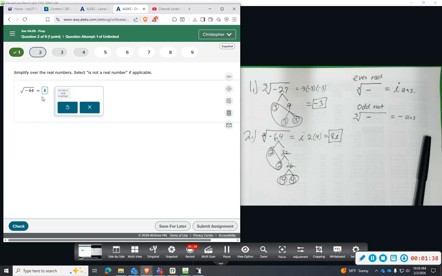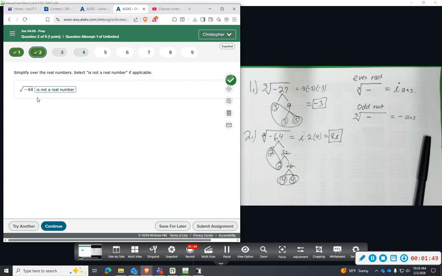My keyboard is thinking about it, trying to get the i to pop up. Or it just says not a real number. I guess they don't even want us to solve it. I guess they just want you to be aware. But anyway, if you solved it, you would get an 8i.